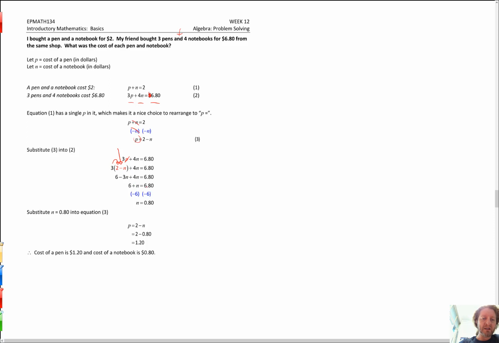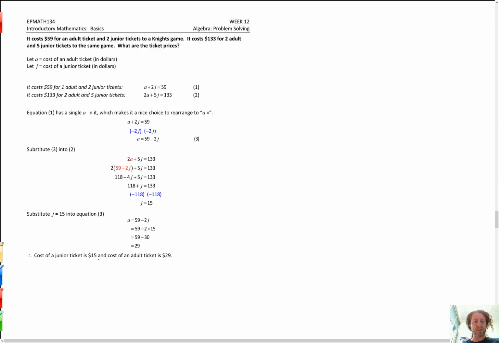Take the 6 away, and 6.80 or 6.8 minus 6 is just the 0.8. My N is, I know it's in dollars, 0.80. Call it 80 cents if you want, but the cost of a notebook is 0.8 of a dollar. Then we always sub back in to find the other variable. If N is 80 cents, what's $2 minus 80 cents? It's $1.20. The cost of a pen is $1.20 and the cost of a notebook is 80 cents, or however you want to write it. So yeah, that one is pretty typical.